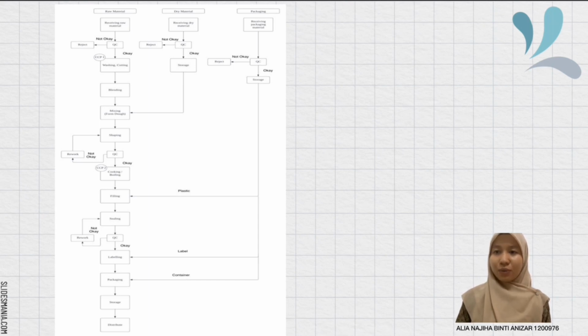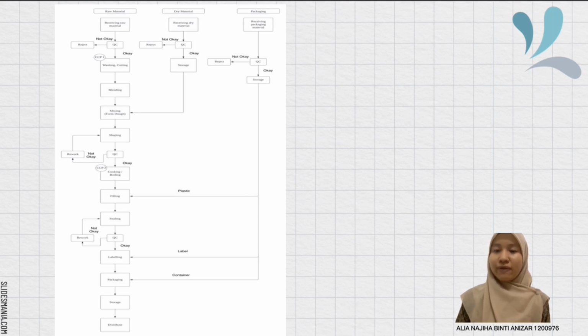After the washing and cutting process, we proceed with blending and mixing all the ingredients to form dough and continue with shaping the dough to make it into noodles. After this process, the noodle shape will be checked first to see whether it is uniform or not before going to the cooking process, which is boiling. And then we will proceed to the packaging.